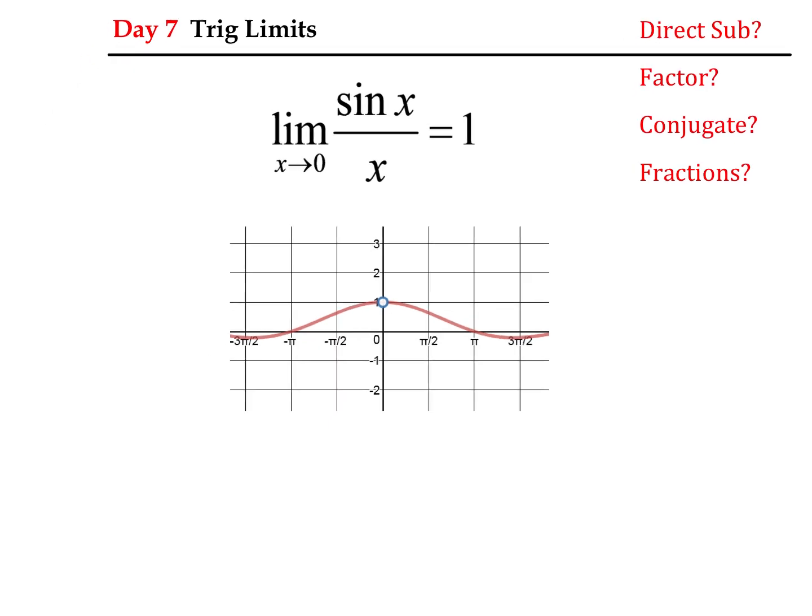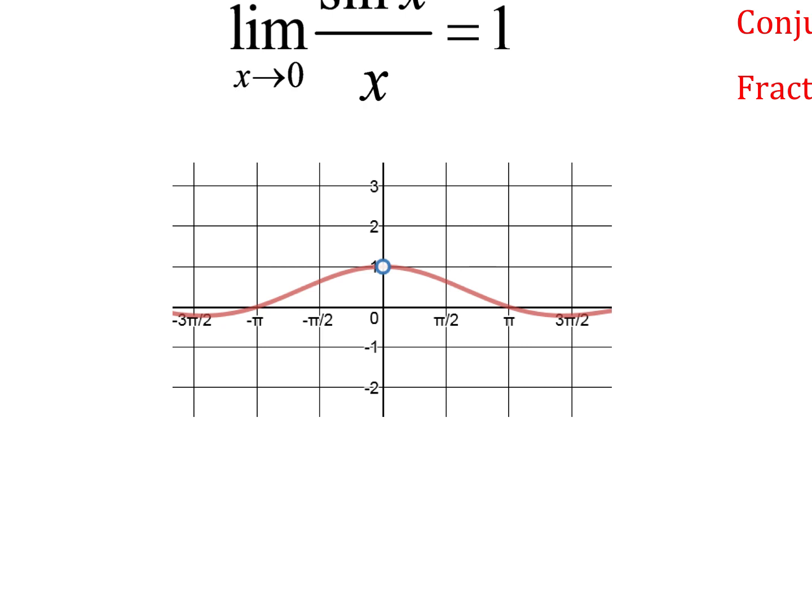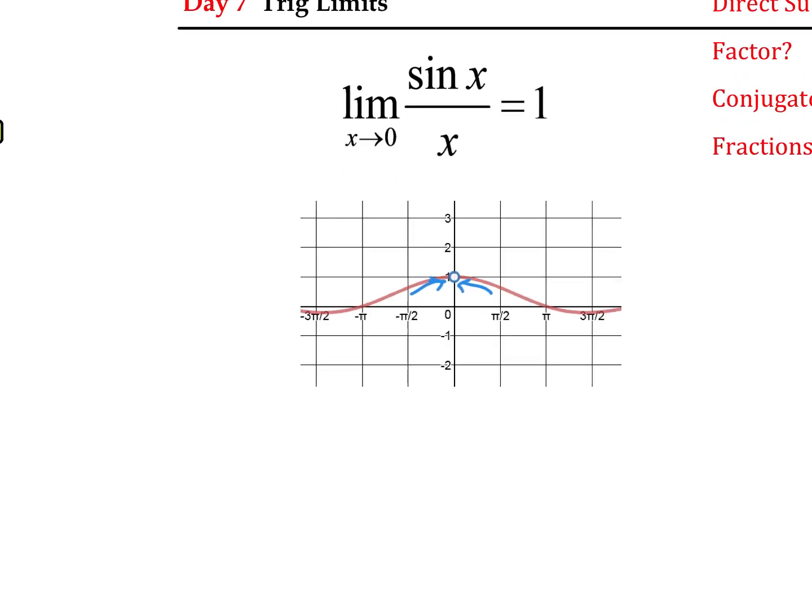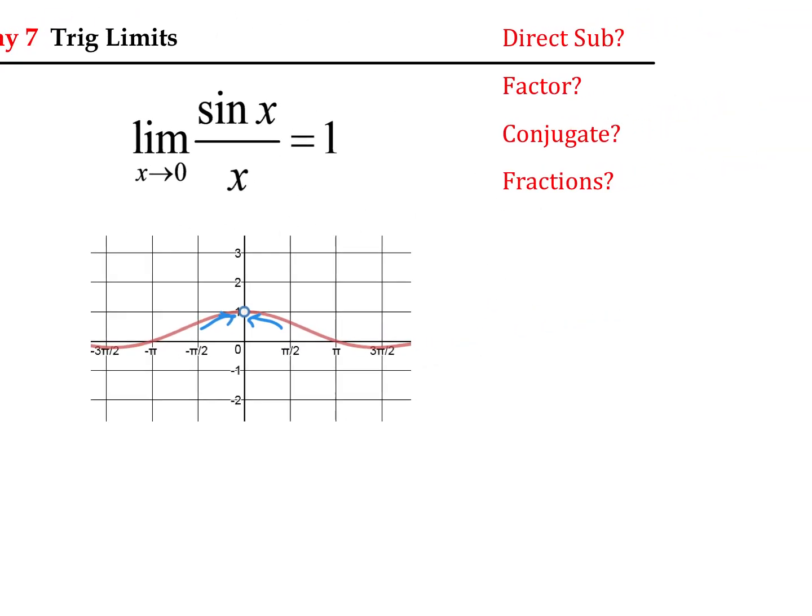So we could take a look at a graph here. This is the function sine of x over x. So we have a little bump right up here where x is 0, and then we oscillate back and forth above and below the x-axis. We can see that our function is not defined at 0. However, the limit from the left side is the same as the limit from the right side, so the overall limit does exist, and that's going to be 1.